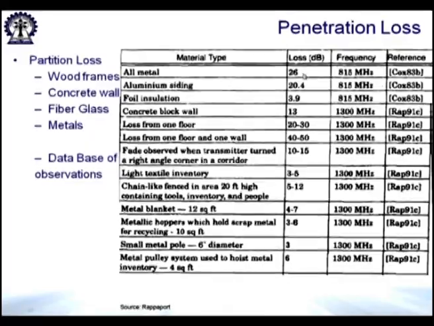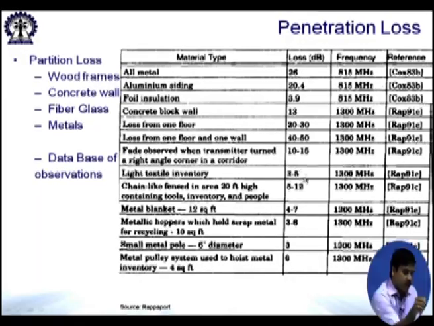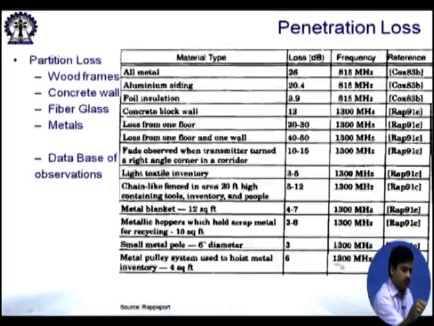So, some of the things we will take from this are like metals around at the frequency of 800 megahertz have a loss of around 26 dB, and if you look at the light textile inventory, it has a loss of around 3 to 5 dB. And if you look at some other situations, there would be loss of around 10 to 15 dB, loss from one floor and one wall is around 30 to 40 dB. So, what you see is that when there are obstructions between the transmitter and receiver, there is attenuation which varies depending upon the type of obstruction and the frequency of operation.